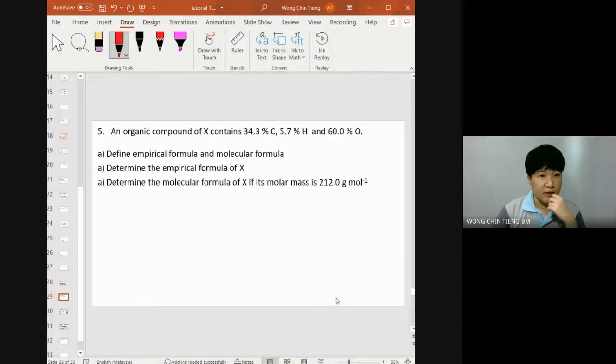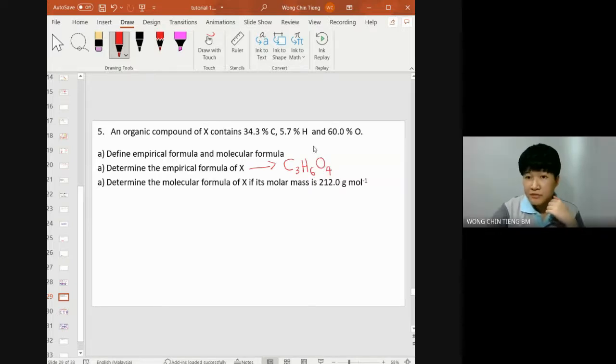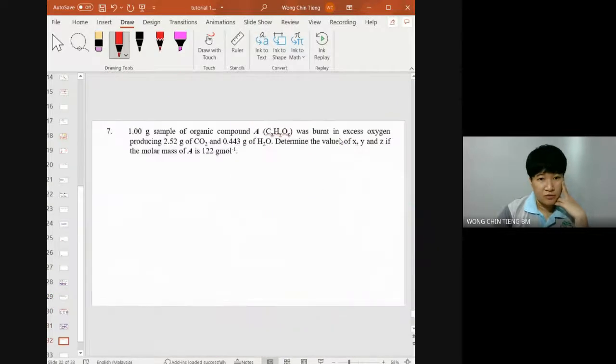Izam, question 5. Empirical formula. C3H6O4. Agree? Okay, nodding. Okay. Question 7. Nothing, it's exactly the same.